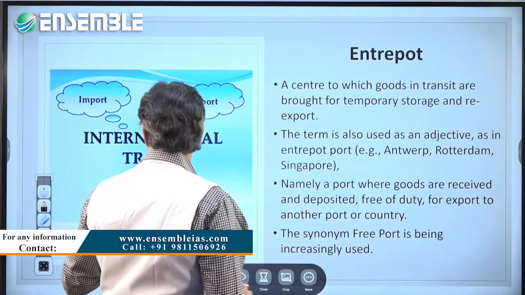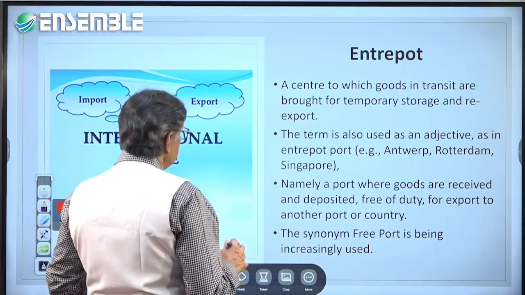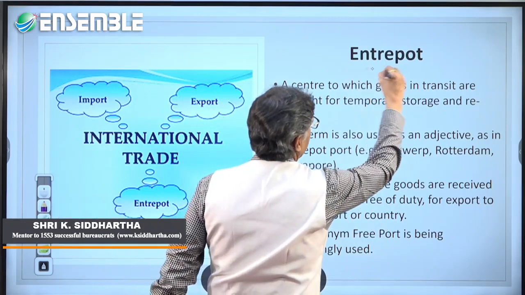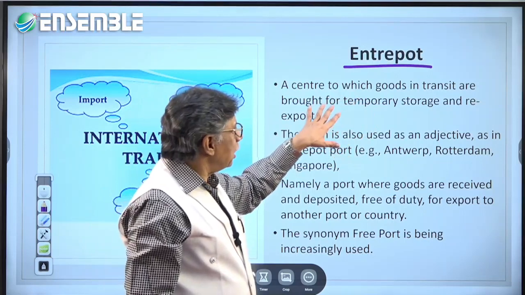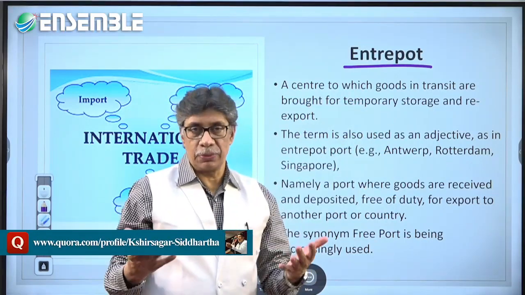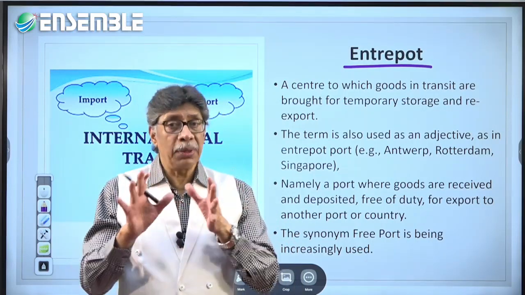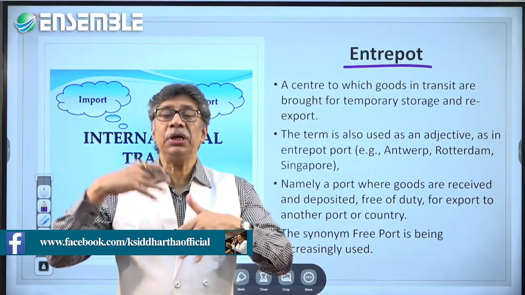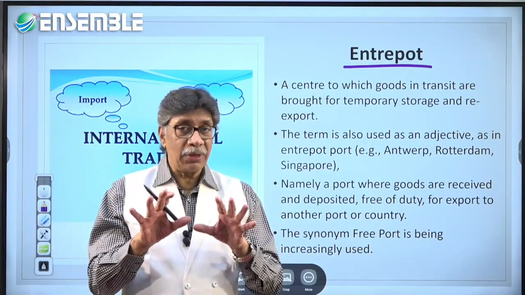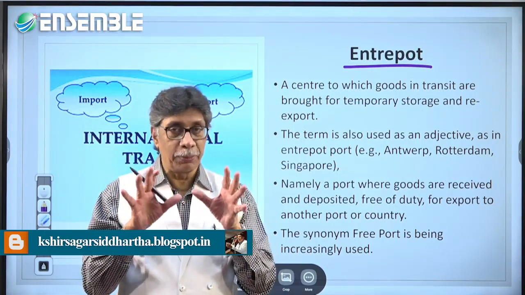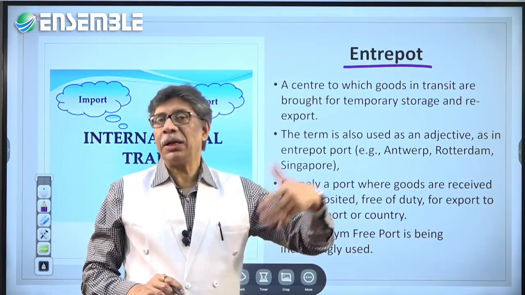By entrepot we mean a center which is going to be very, very different. And how is it different? A center to which goods in transit are brought for temporary storage and re-export. That means a center which acts as a temporary storage and from which goods can be re-exported thereafter. It's like a port. It can be a port. Imagine a port which is used for the purpose of sending goods to another country.